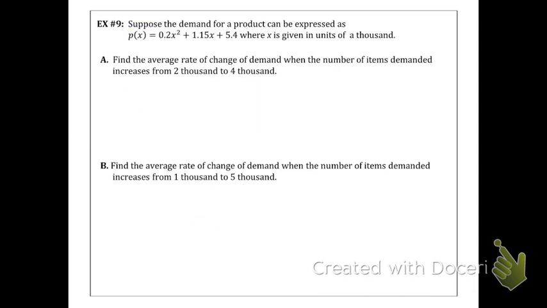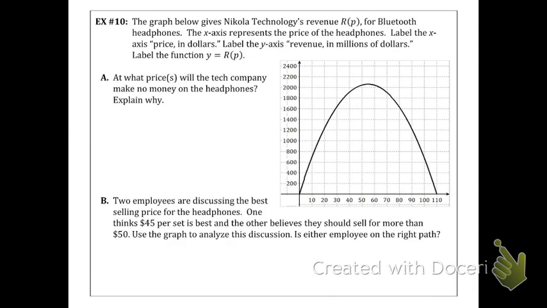And then example 10 says the graph below gives Nikola Technologies revenue, R of P, for Bluetooth headphones. The x-axis represents the price of the headphones. Label the x-axis price in dollars and label the y-axis revenue in millions of dollars. Label the function y equals R of P. All right, so this is the price in dollars. And y is the revenue in millions of dollars.